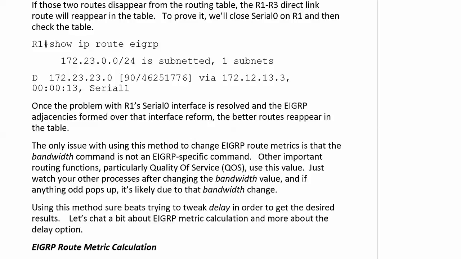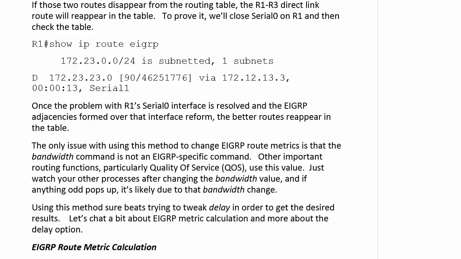Other important routing functions use it too, particularly quality of service, which is a good way for us to set things up so that we're identifying the most important traffic and that gets priority, etc. It gets a little more complicated than that, but at the crux, that's what we're doing. And the bandwidth value that we just changed is intertwined in a lot of important QoS functions. So I'm not saying never use it, but I am saying watch your other processes, watch your QoS after you change that bandwidth value, and if anything does pop up, it is likely due to that bandwidth change.